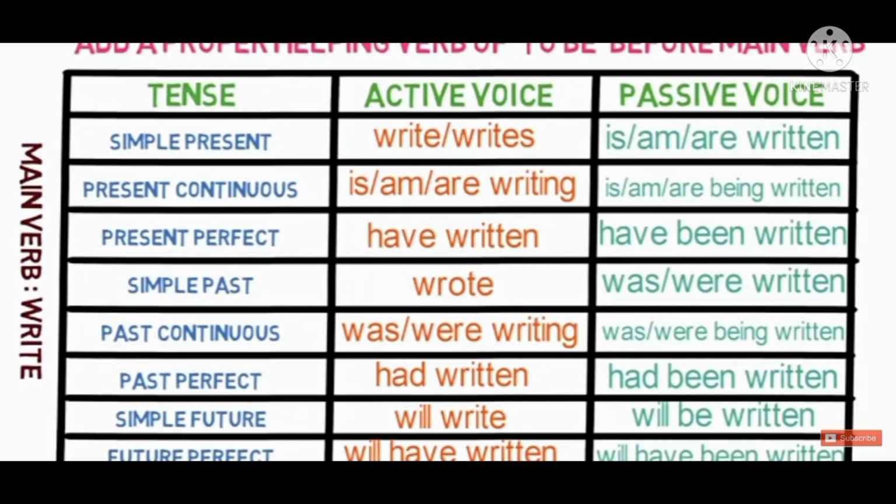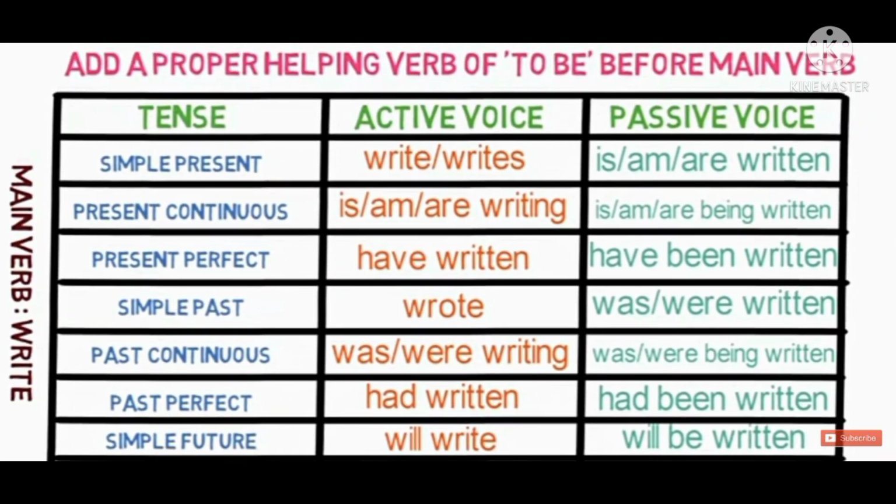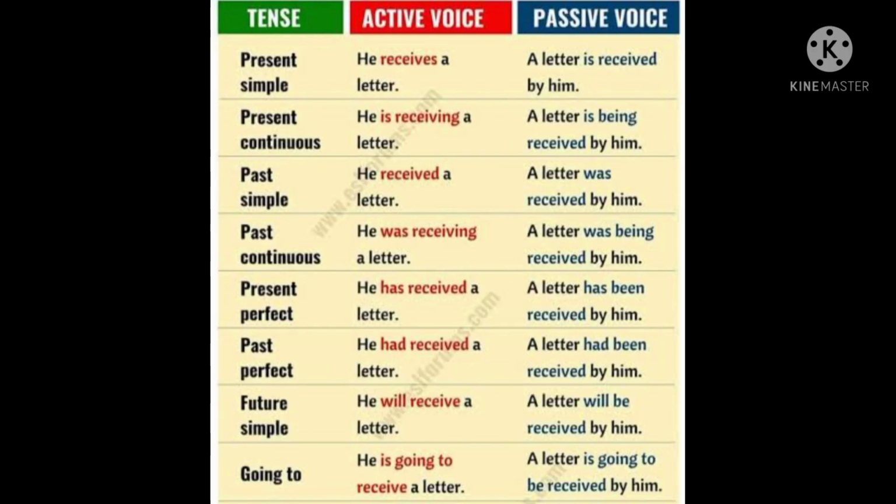My dears, here are the examples of active and passive voice with the main verb write. Go through that. Now, the 8 tenses are given here and the examples of active voice and passive voice are also given in this table. What you have to remember is that while changing an active voice into passive voice, you have to first identify which tense that is. After that only you have to change that into passive voice. So go through these examples, that will be very helpful for you.